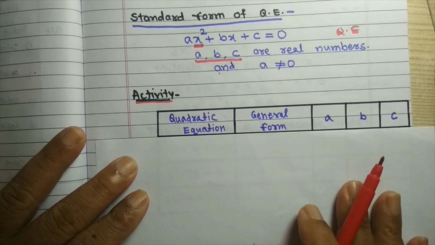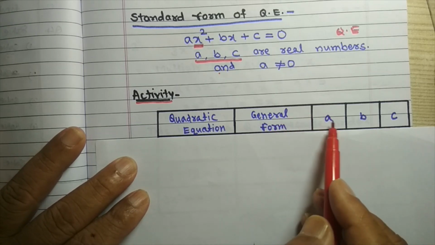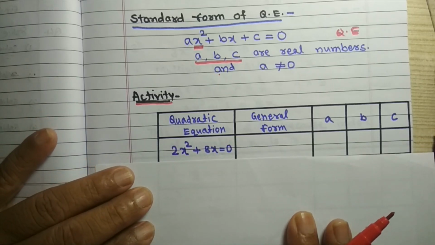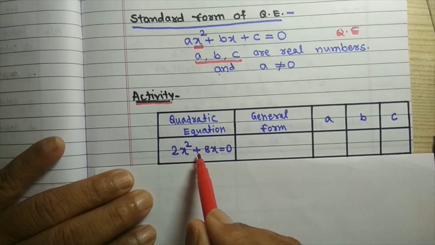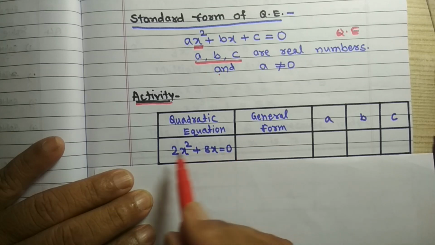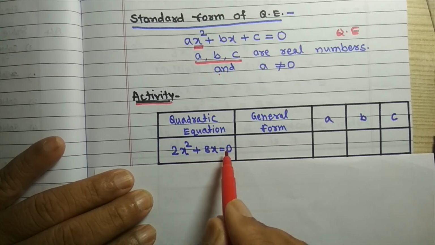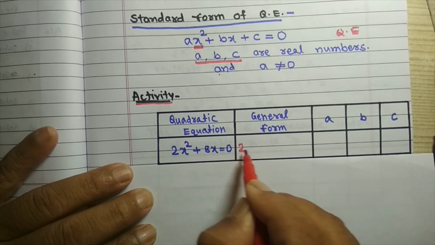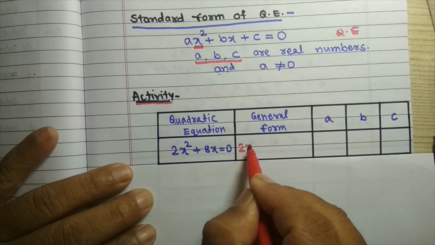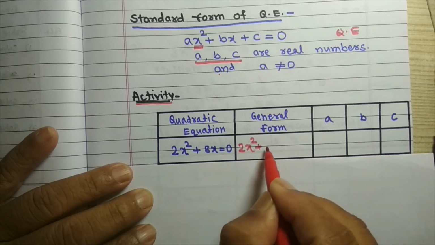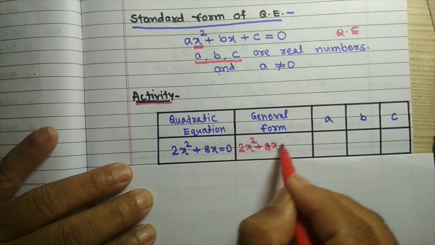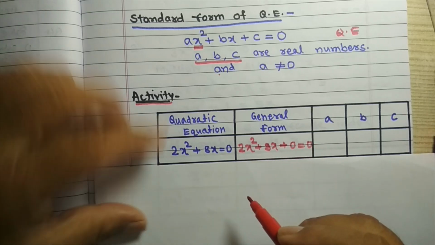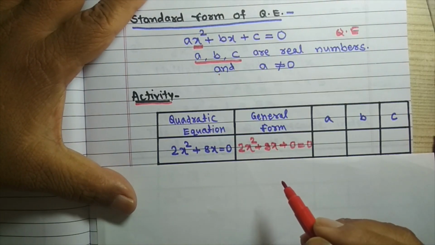Quadratic equations are given to us. We have to write the general form and find the values of a, b and c. First equation: 2x square plus 8x is equal to 0. The square term is there, the middle term is there, but no constant term, so we have to write 0 there. Therefore it becomes 2x square plus 8x plus 0 is equal to 0. The constant term is not given to us, therefore we have to write it like this.